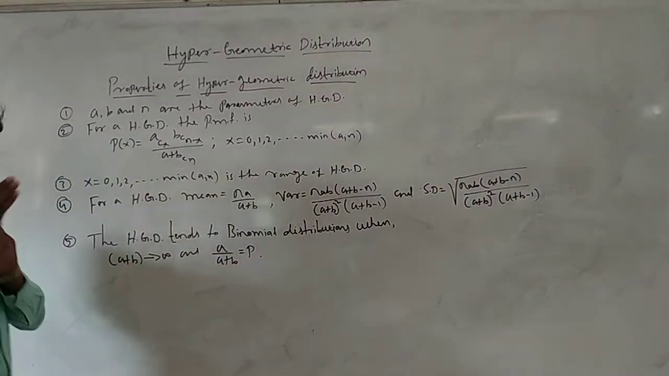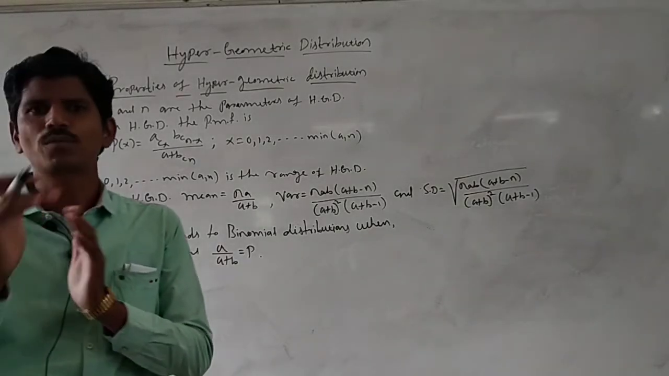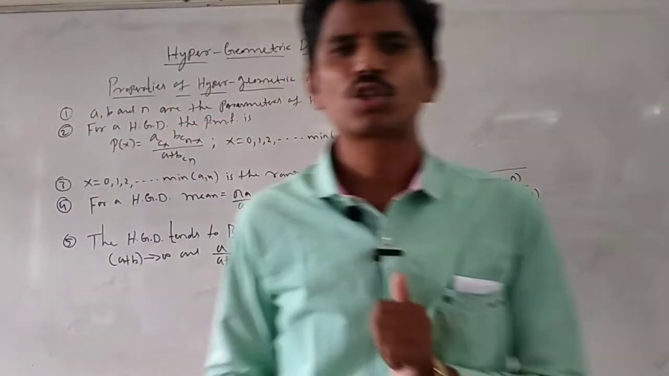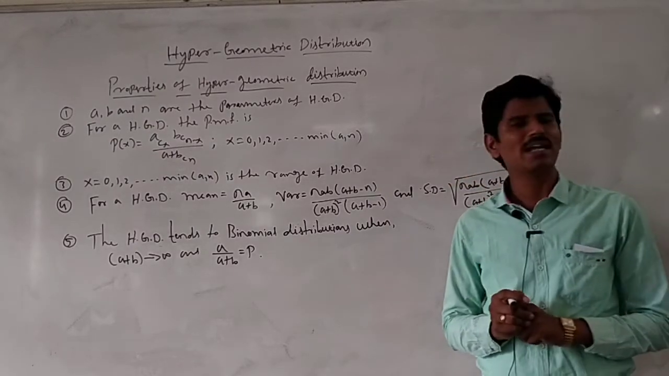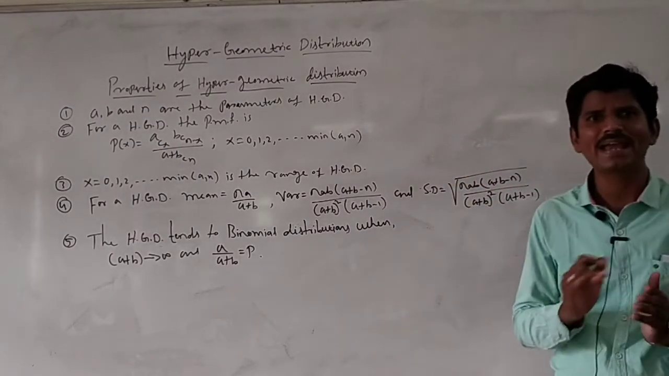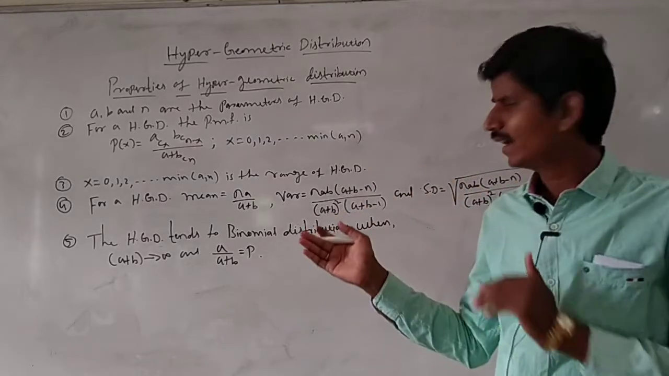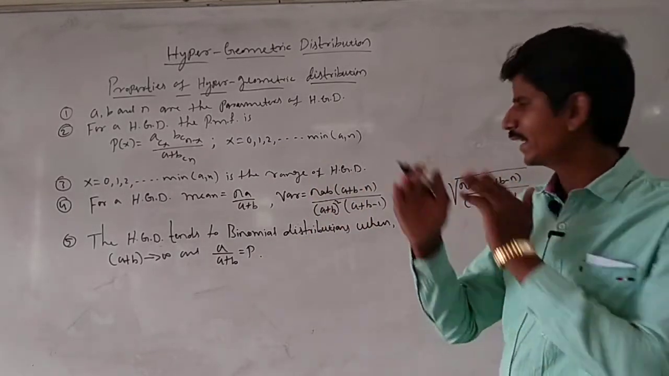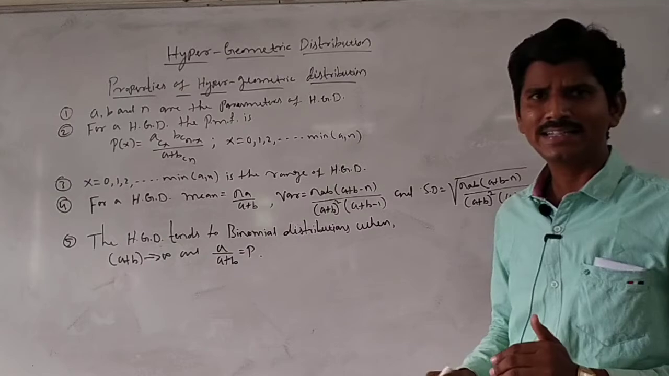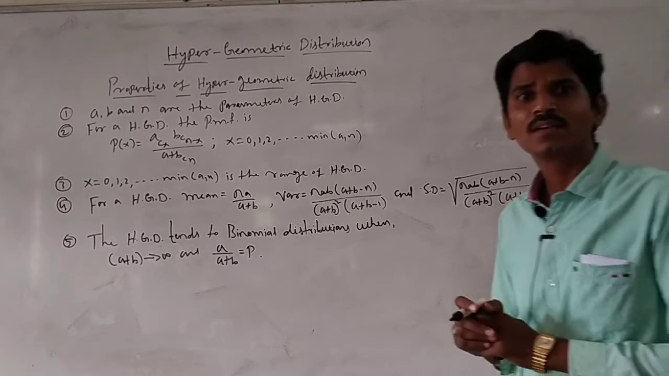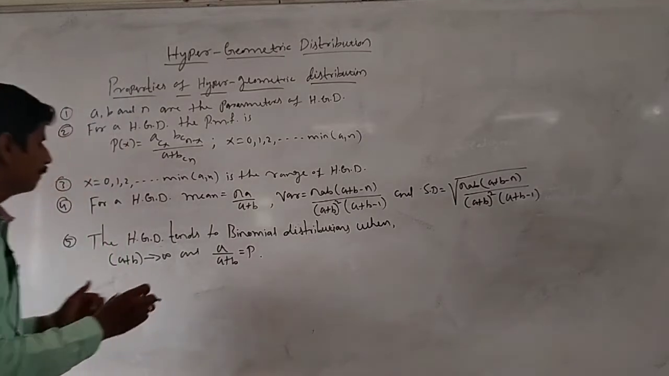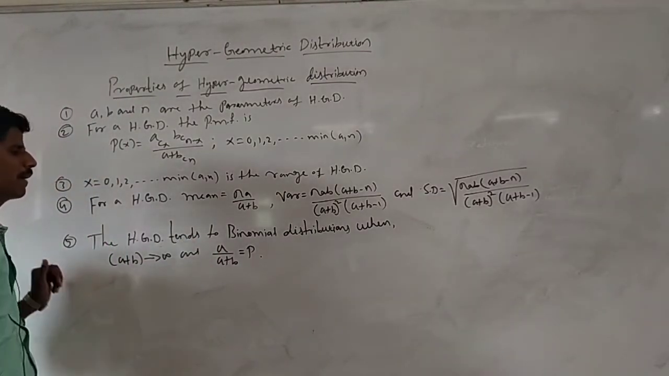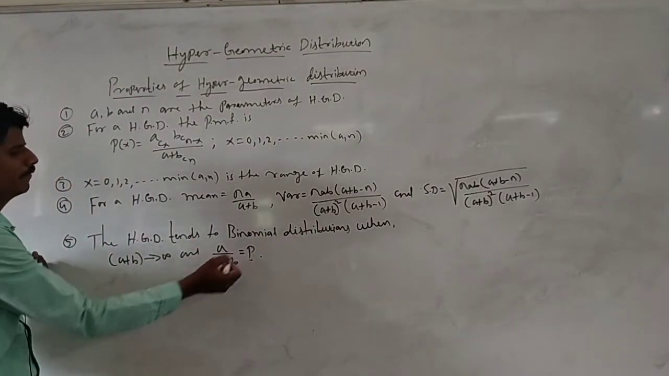Under what conditions does the hypergeometric distribution tend to binomial distribution? It is a 2 marks question. The first condition is A plus B tends to infinity. If A plus B values are large, then the hypergeometric distribution tends to binomial distribution. Second condition is we want the p value. P is a parameter value for a binomial distribution. P equal to A divided by A plus B. Then we get the p value.